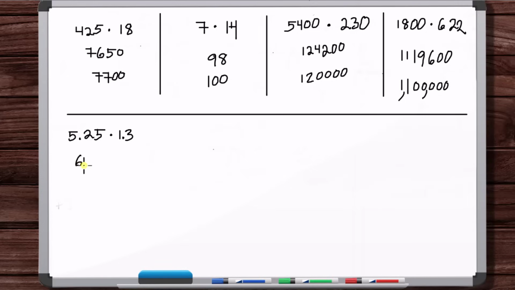6.825. All right, this has 3 significant figures. This has 2 significant figures. So we're going to round to 2 significant figures. We're not talking about the tenths place. We're talking about just the total number of significant figures. So this is 6.8.